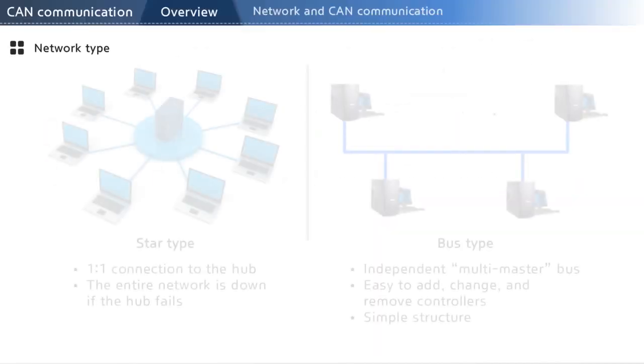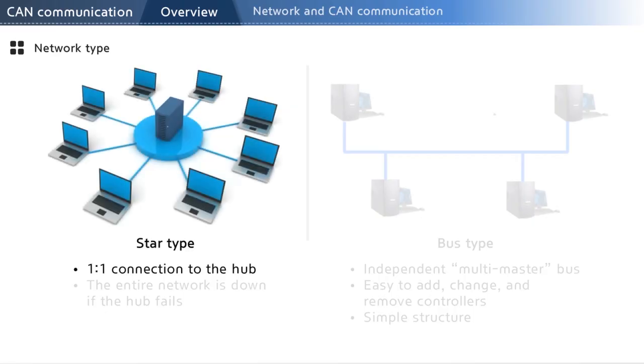There are various ways to configure a network. In a star network, every controller is connected to a central hub, despite some benefits it may offer. The problem is that the main unit is heavily loaded, so the entire network is down if the hub fails.